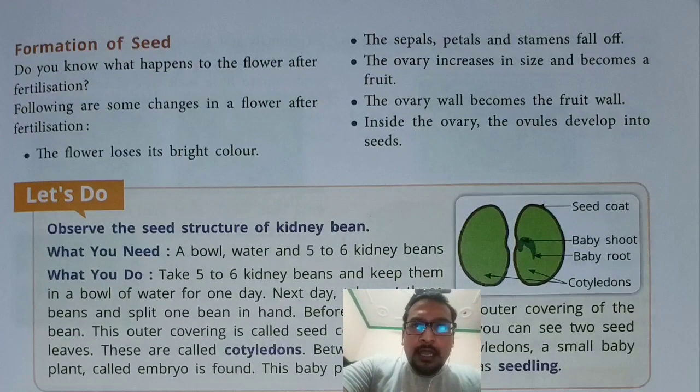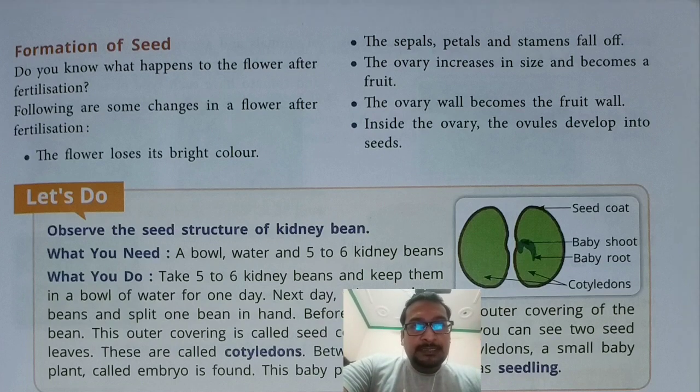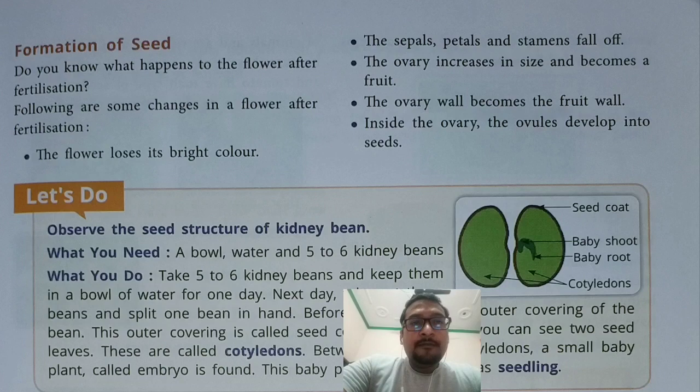Next, you will study the formation of seed. Do you know what happens to the flower after fertilization? Following are some changes in a flower after fertilization. Number one, the flower loses its bright color. The sepals, petals, and stamens wither off and fall off. The ovary increases in size and becomes fruit. The ovary wall becomes the fruit wall, and inside the ovary the ovules develop into seed.